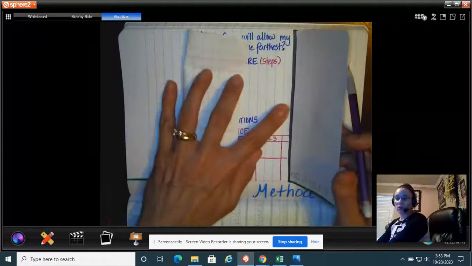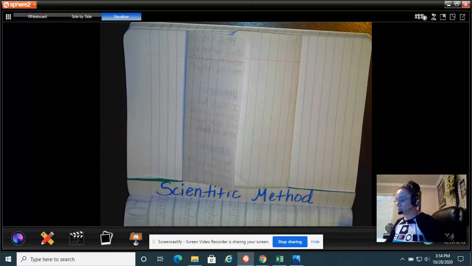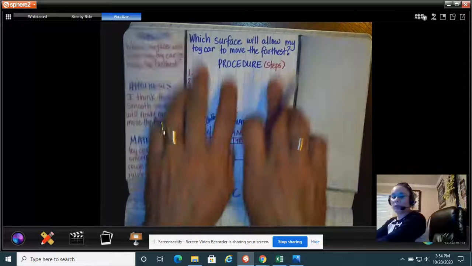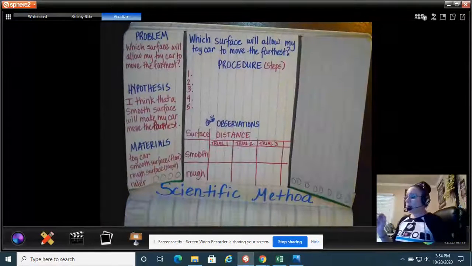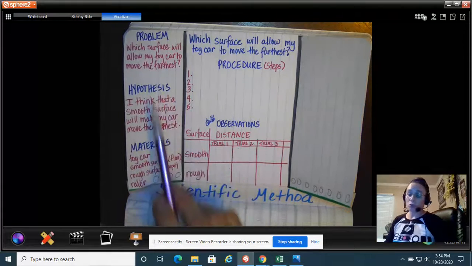So if I fold it on the black line, I have a mini three-sided board ready for my science project. Okay, but on a mini version in your notebook. So when I open it up, I placed the proper method where it's supposed to go.